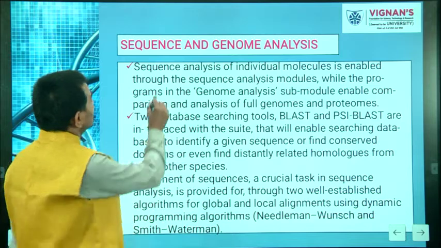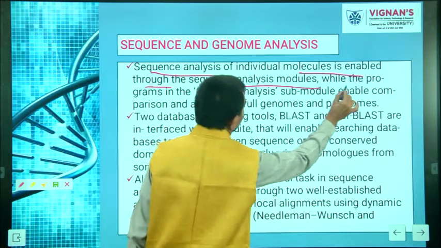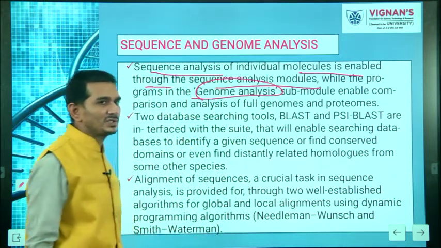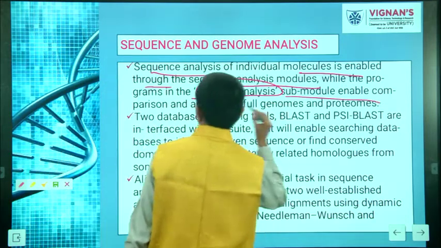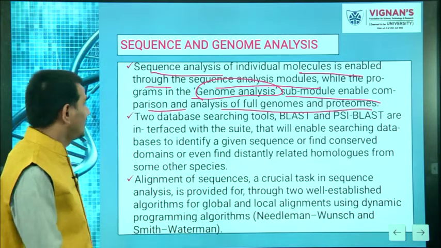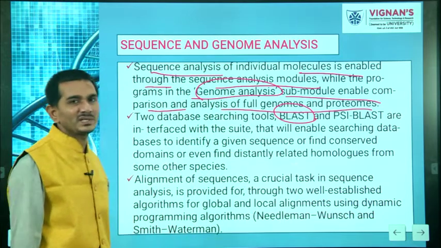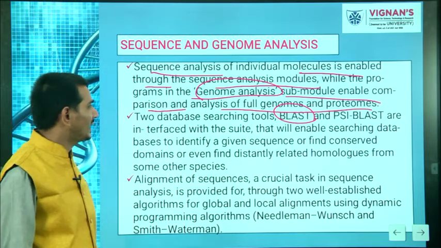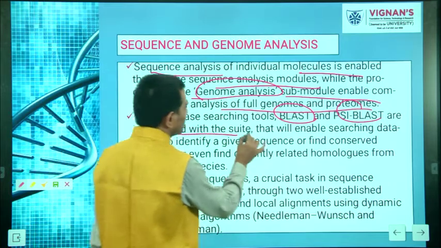utilities. So, sequence analysis of individual molecules is enabled through sequence analysis modules, while the genome analysis sub-module enables comparison and analysis of full genomes and full proteomes of different organisms. And here database searching tools, BLAST, which stands for Basic Local Alignment Search Tool, which is mainly meant for alignment of a pair of sequences, and the type of alignment is local alignment. And another one is SciBLAST, and these are interfaced within the suite, that is Biosuite.